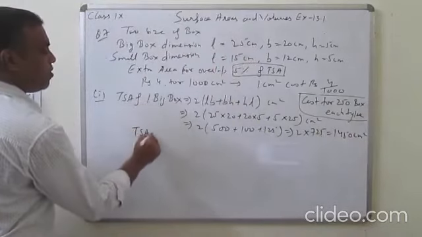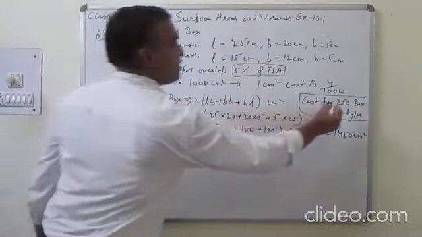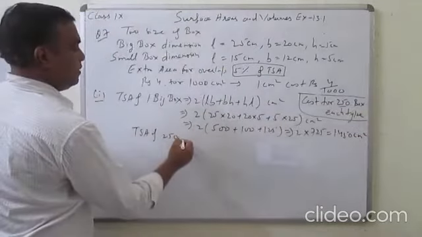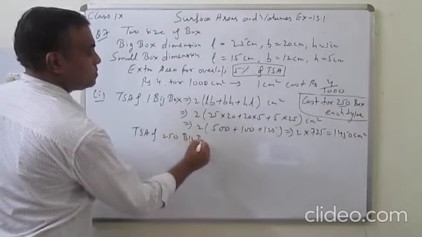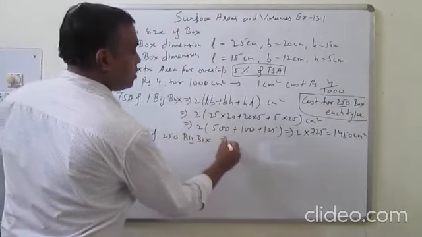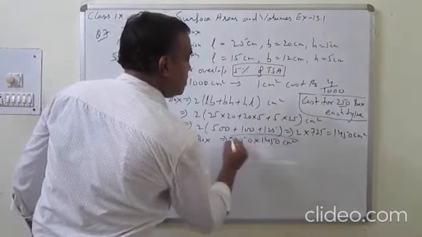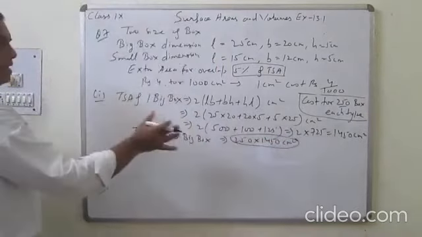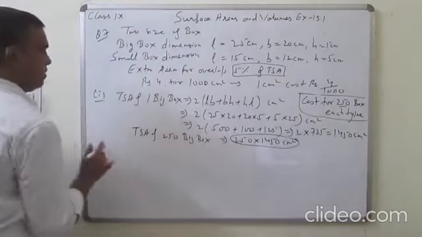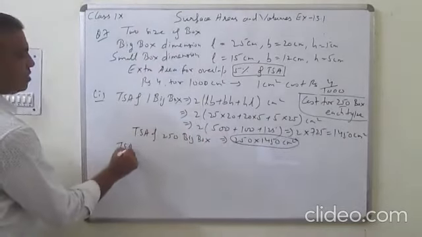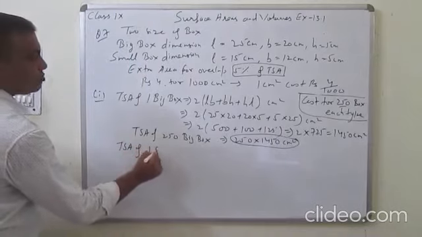Now, the order placed is 250, so TSA of 250 big boxes is equal to 250 into 1450 centimeter square. This is the TSA. Do not multiply, keep it as it is. Now second, we find the TSA of one small box.